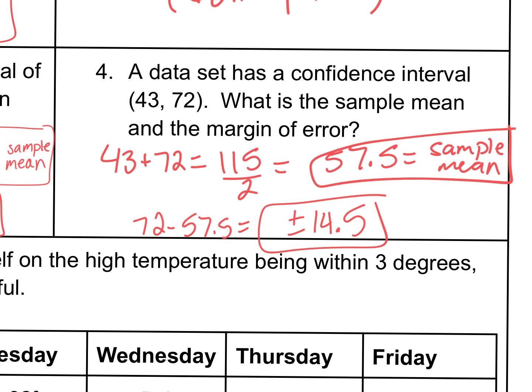Perfect. So you could have taken the high bound and subtracted that sample mean like he did. You also could have taken your sample mean and subtracted off your low bound. It still should have given you 14.5. Okay? Any questions on how to do that? That will be on the quiz, so we got to know how to do it. Okay? Do we feel like we're good? We understand it? Okay.